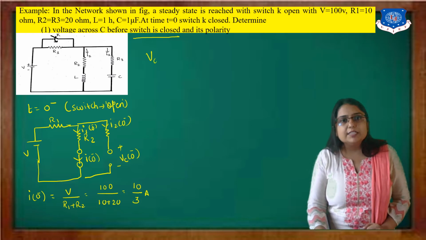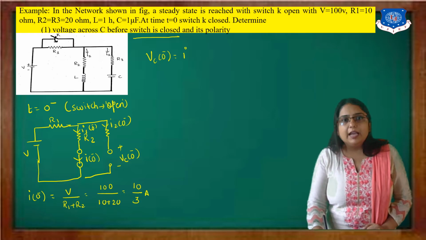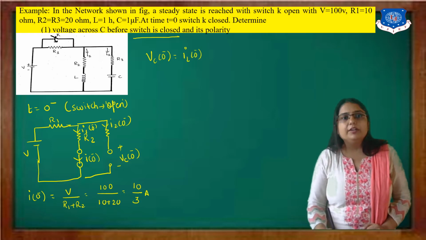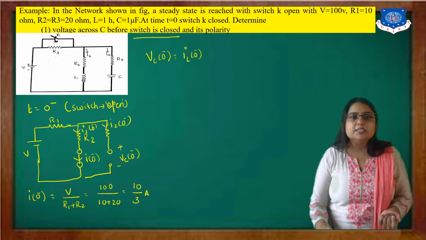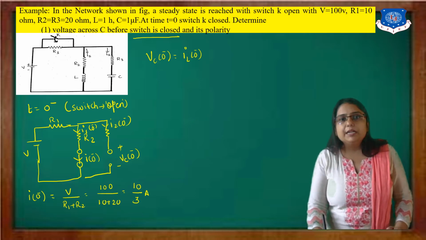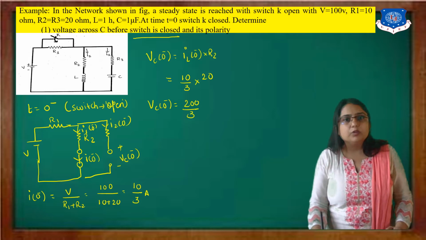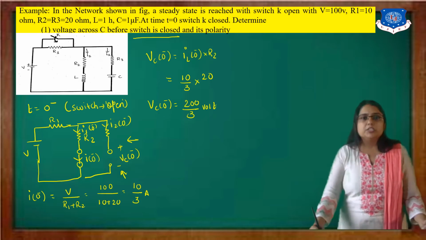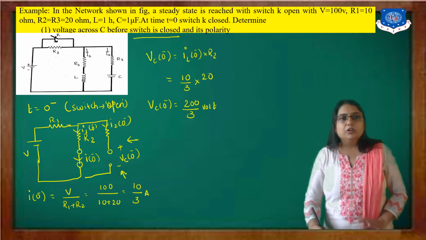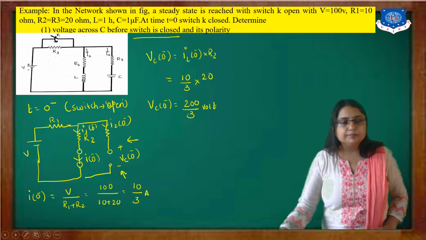So I am just writing VC at 0 minus equal to I1 at 0 minus, because in series the current remains the same, multiplied by R2. So here we get 10 by 3 multiplied by R2, that is 20. So the voltage drop across the capacitor is 200 by 3 volt. And the polarity is already shown in the diagram, positive and negative. Alright, so this is the answer of the first part.